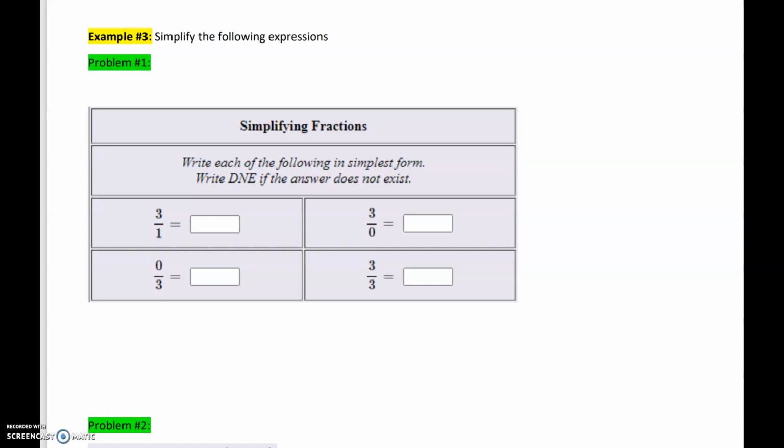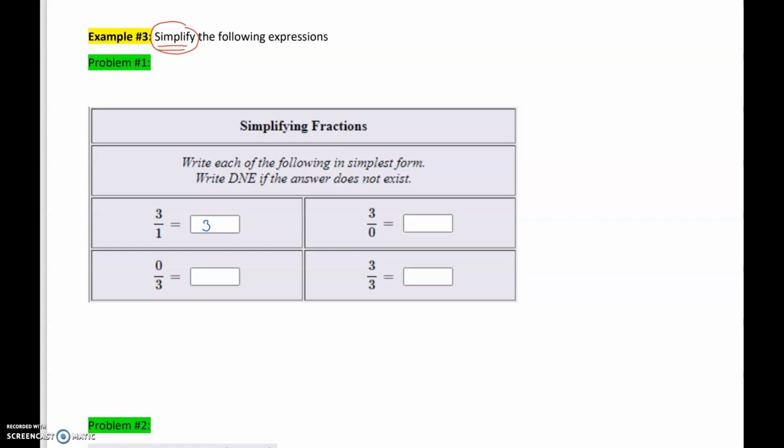Hi class, we need to take a look at example 3, and the main objective with these type of problems is going to be to simplify it. Now, let's take a look at the first set of problems, and we're just using basic properties. So for example, the first one says 3 divided by 1. Well, this is equal to 3. Any number divided by 1, it's just going to be the original number.